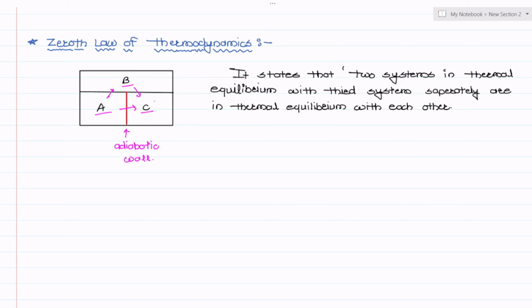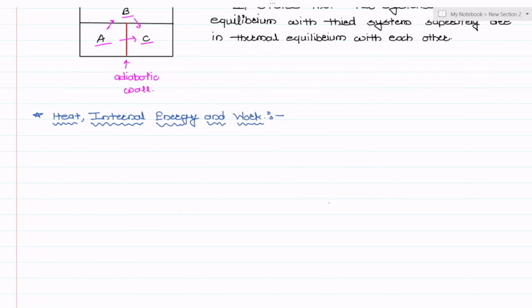So we will move to our next point, which is heat, internal energy and work. So what is heat? First we will study what is heat. Heat, we can say that heat is the transfer of thermal energy. Means what? So a short diagram.